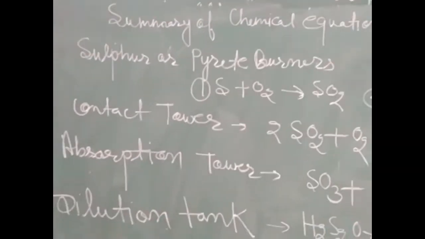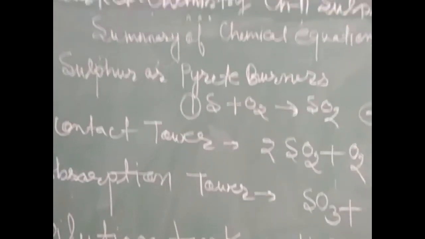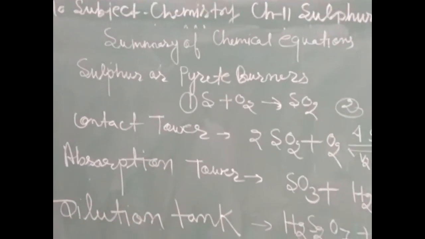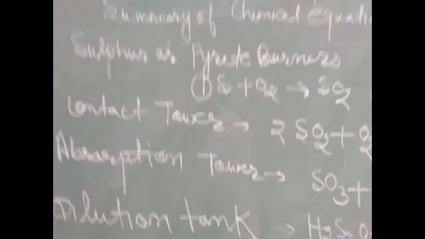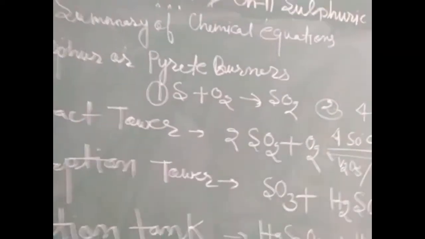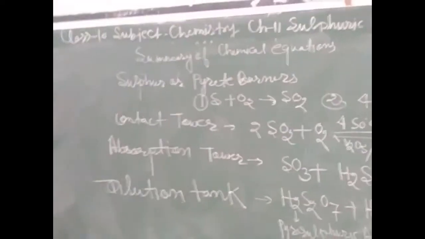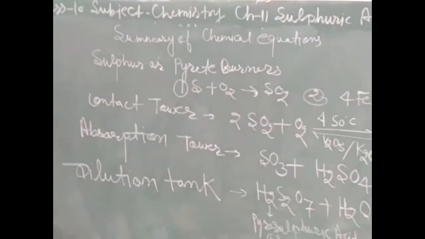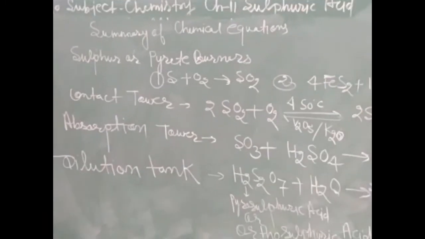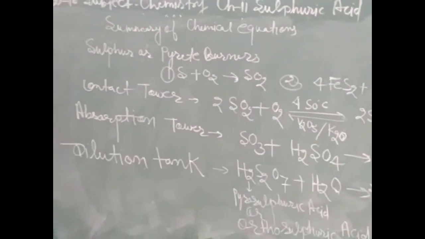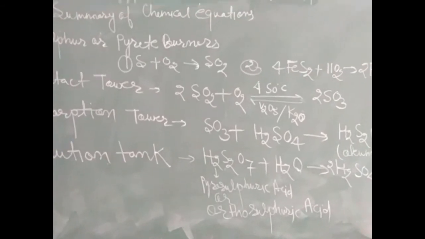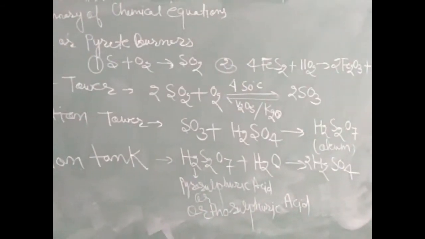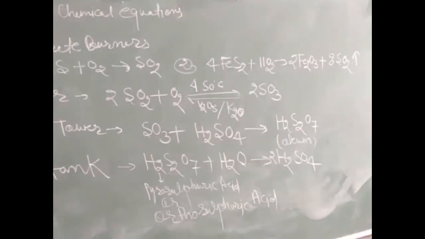Now dear student, we will discuss the overall reactions taking place in the contact process. Summary of chemical equations. In the first case, that is the pyrite burner, when oxygen is passed over the powdered ore, that is FeS2, it reacts with oxygen to form ferric oxide and sulfur dioxide.